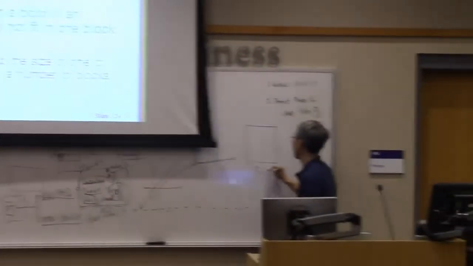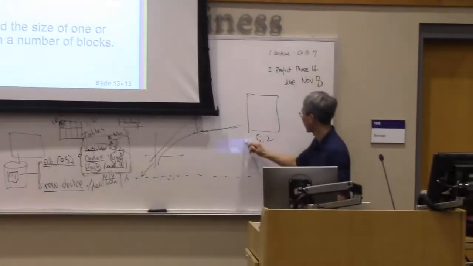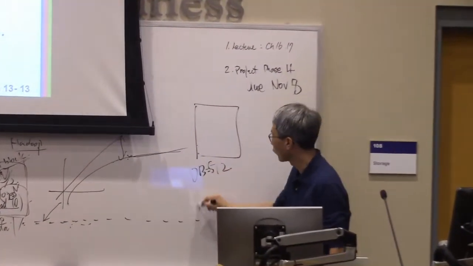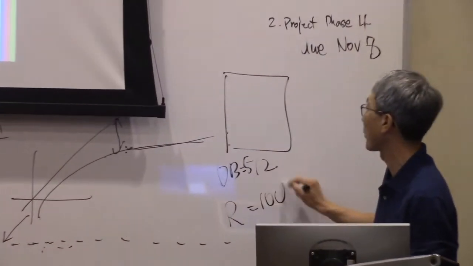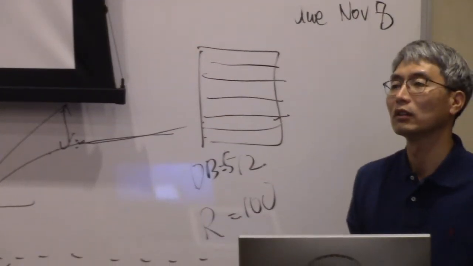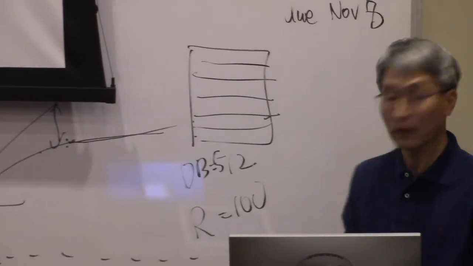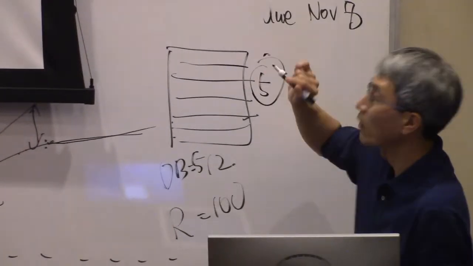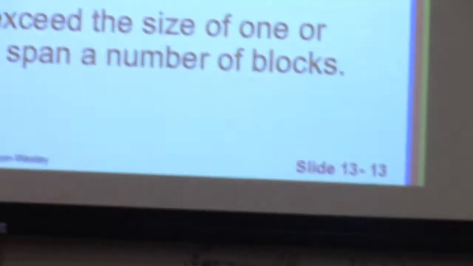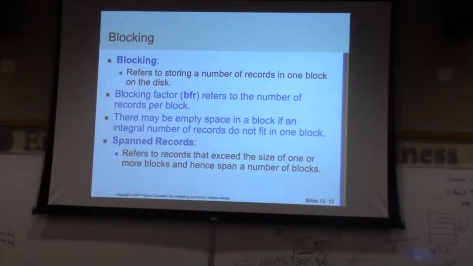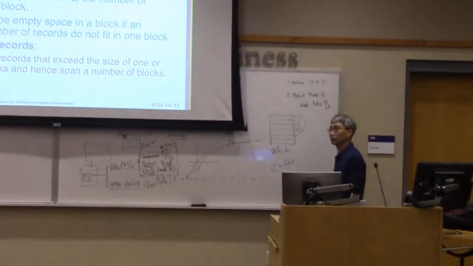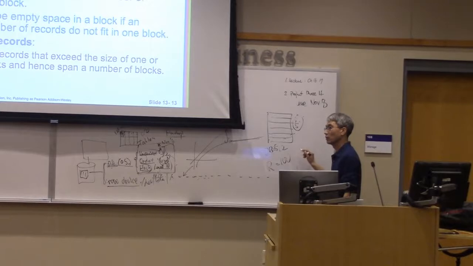So this one is a 512 byte database block. We are going to use a database block size of 512 bytes, and the record size is 100 bytes. So how many records can you keep? It's 5. So this number 5 is called the blocking factor. On average, how many records per block? So how can you calculate this?